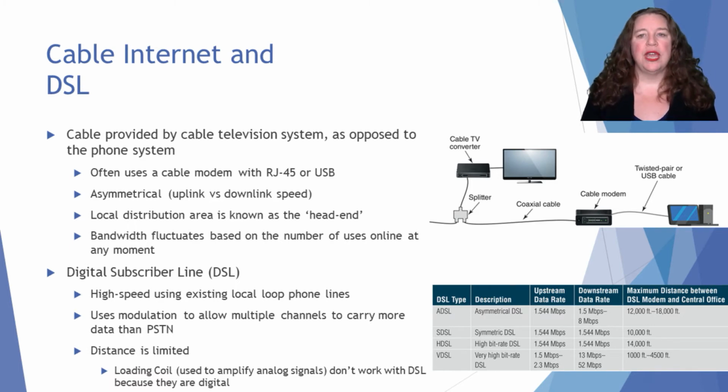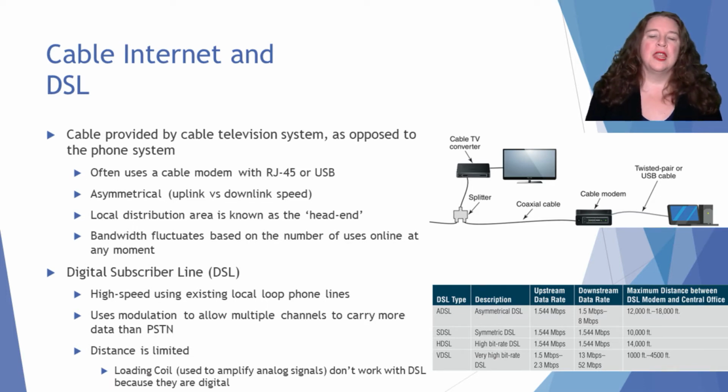The data would go through the cable modem and get over to your computer, whereas the cable for your television would go through the cable TV converter and over to your television. So the splitter was able to do that. When we do the local distribution area, known as the head end, we talked about the head end being able to have that inside your distribution area.